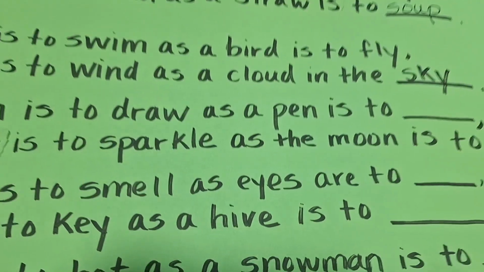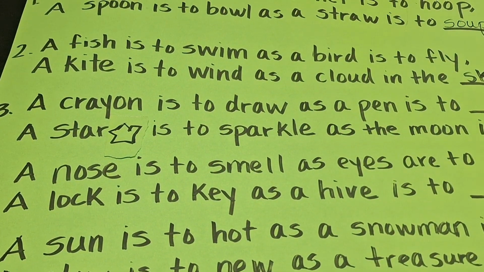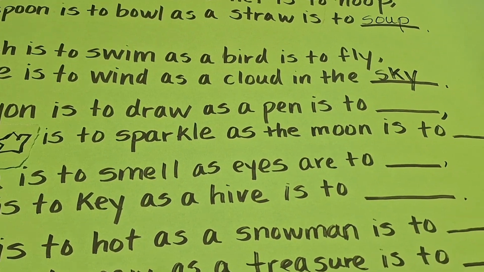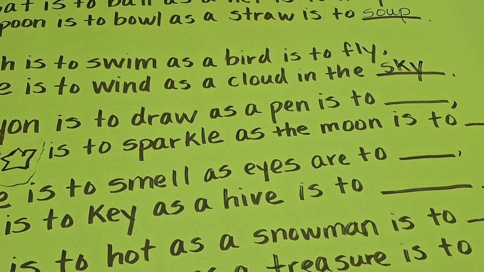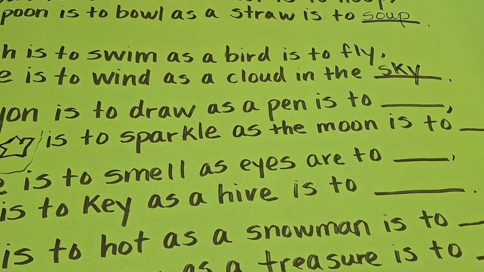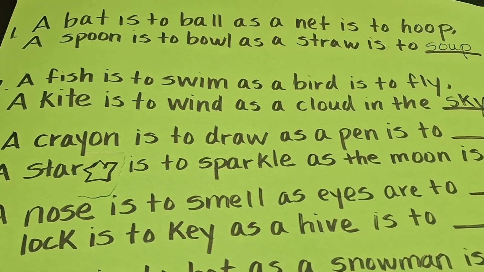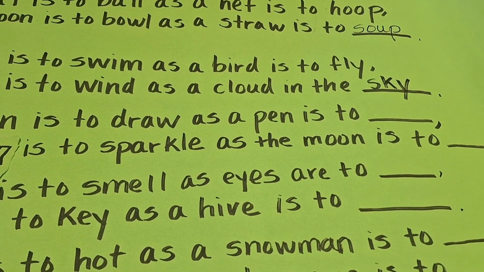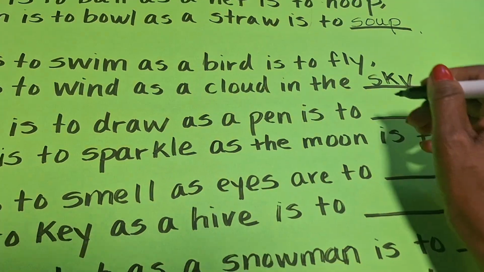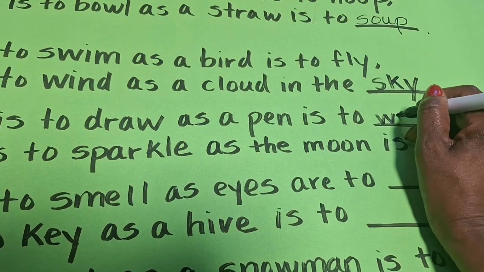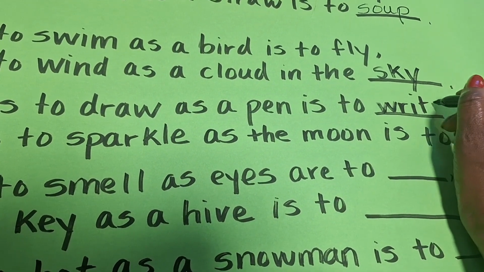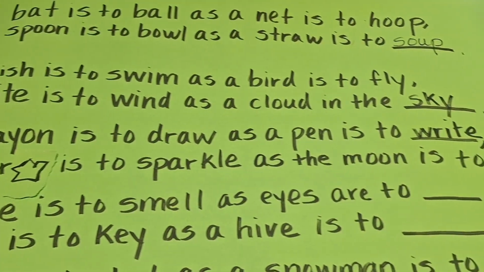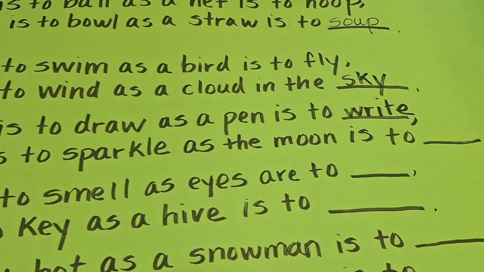S-K-Y. Excellent. Number 3. A crayon is to draw as a pen is to what? I didn't give you a rhyming word this time. You have to figure it out. A crayon is to draw. You draw with crayons as a pen is to, what do you do with a pen? You write with the pen. W-R-I-T-E. Good. So a crayon is to draw as a pen is to write.